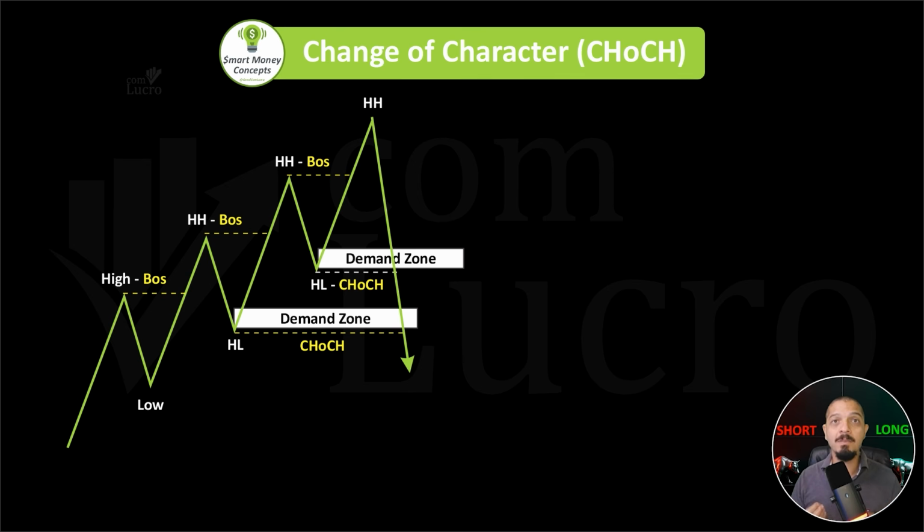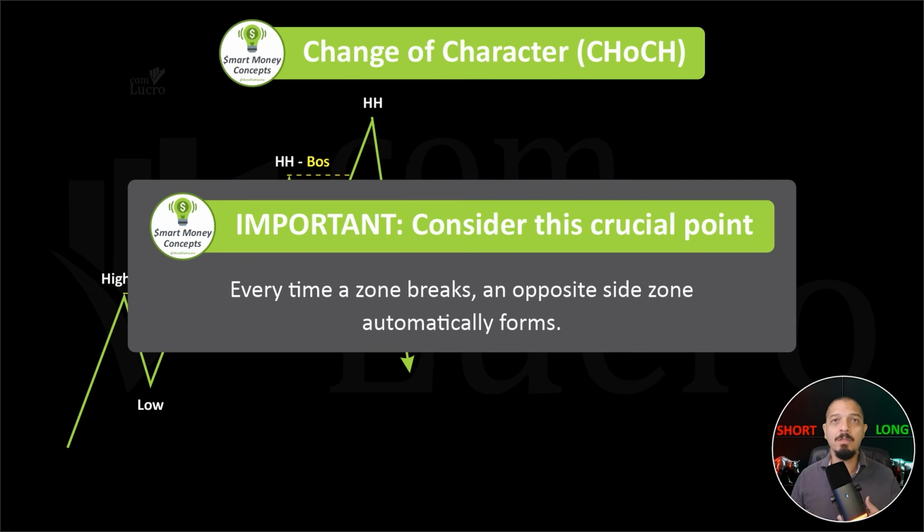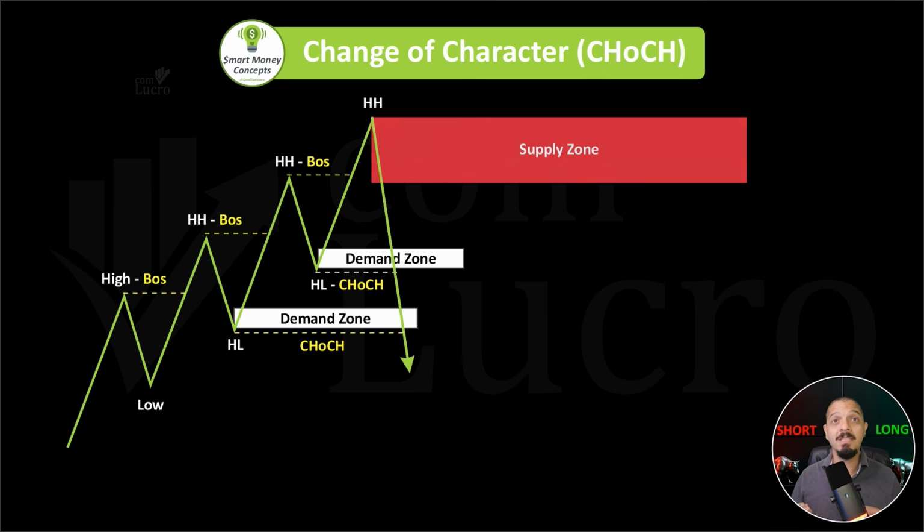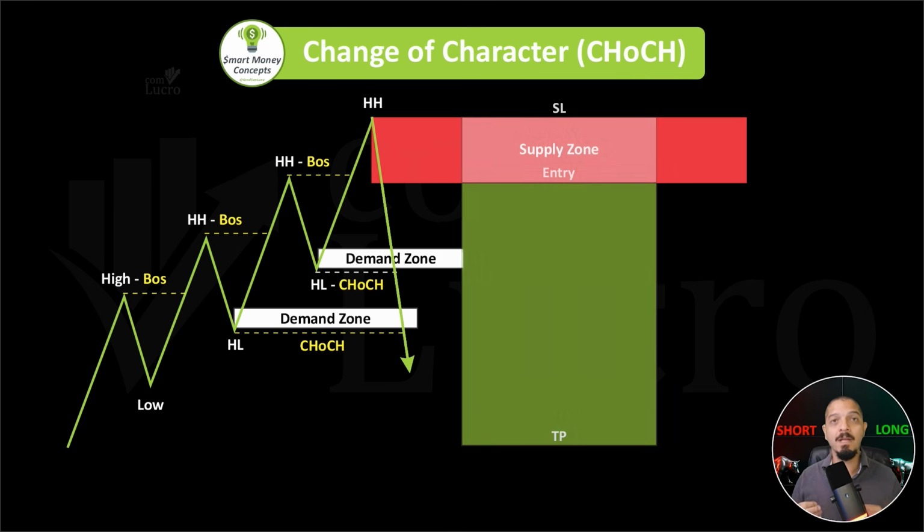Now, we can anticipate the price entering the bearish order flow. Consider this crucial point. Every time a zone breaks, an opposite side zone automatically forms. Since the price has broken several demand zones, a supply zone has been created at the extreme. Therefore, our expectation is for the price to push higher toward the extreme supply zone. If the price reacts to this zone, we can enter the market by placing sell positions. Our anticipation for the price is to form successive bearish breaks of structures to the downside.